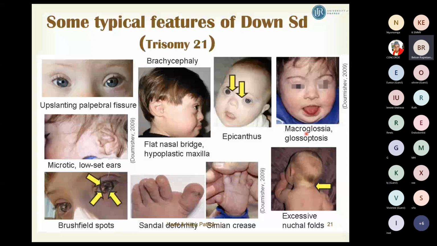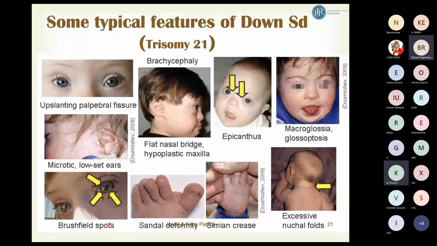Other things they have: macroglossia, meaning a very large tongue, and glossoptosis. Ptosis means protrusion, so there is a protrusion of the tongue in the oral cavity. So ururimi ruhari hanze ntashobora kurushyira mu mwimbere. So they have small ears, microtia, and rosette ears. So amatwi aba ari mato kandi atereye hagana hasi cyane, atusa natereye kuri mandible.